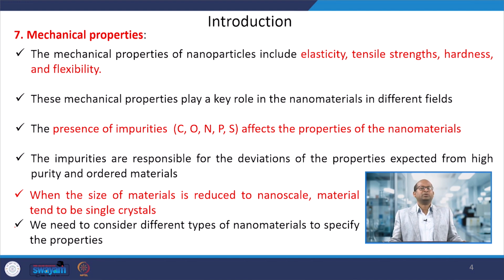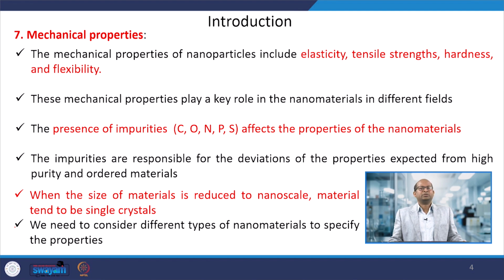Depending upon the material, the mechanical properties include elasticity, tensile strength, hardness and flexibility. Using these properties we are able to identify or measure the materials we have prepared. Using those properties, we can say whether a particular nanomaterial is good for a particular application.